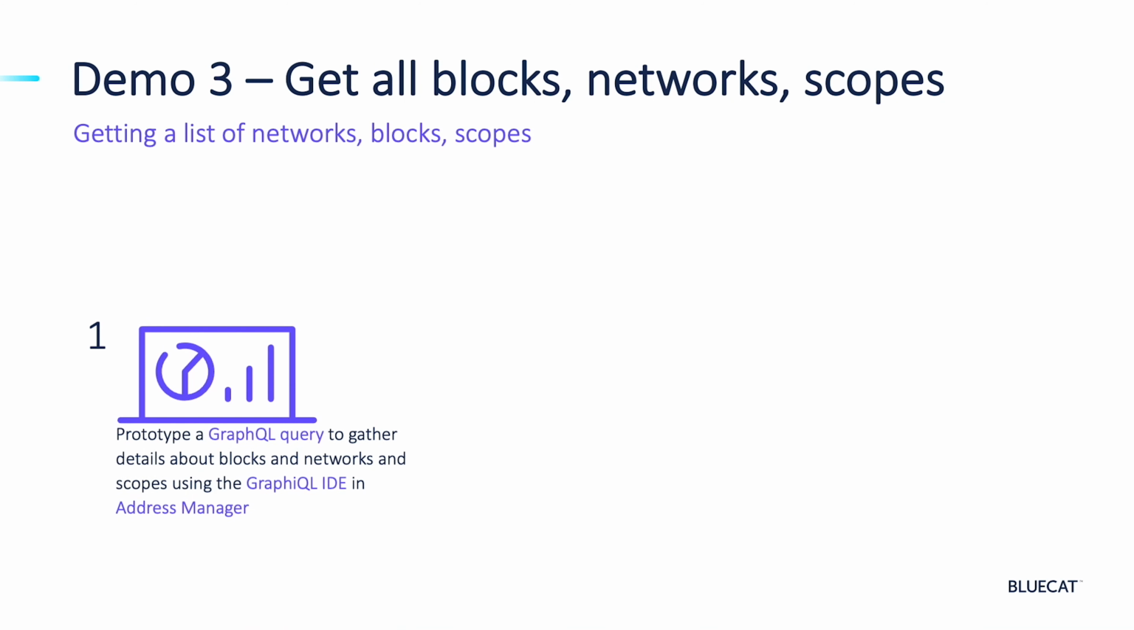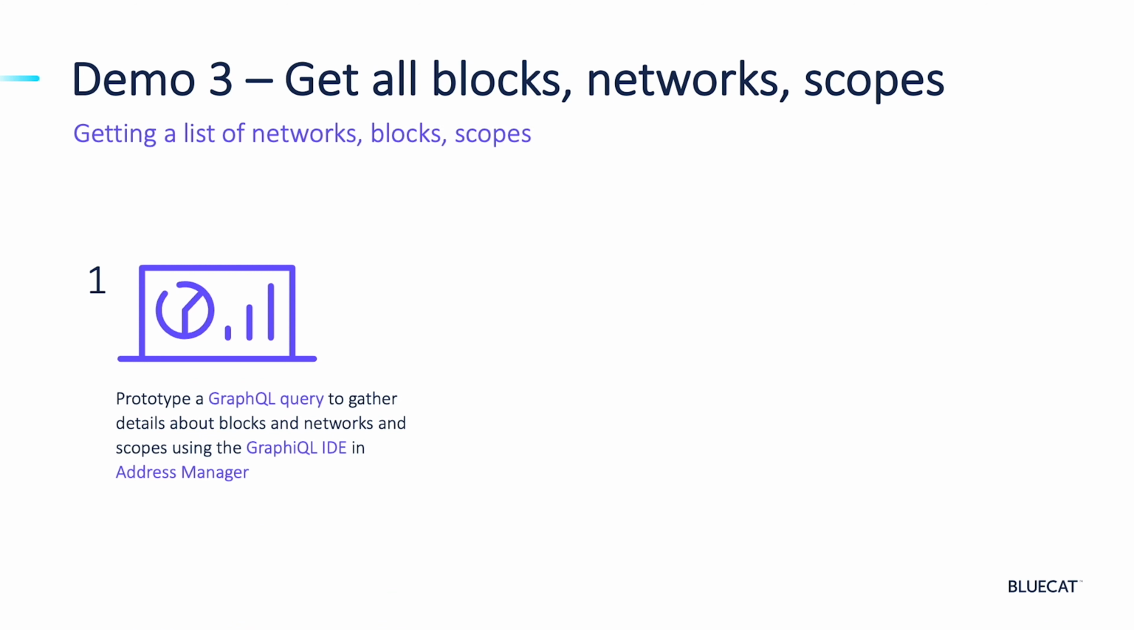Demo 3 is going to put the lessons of Demo 1 and Demo 2 together. We're going to create a report using GraphQL, which is able to show blocks, networks, and scopes. We're going to do this just for IPv4, but it could easily be extended using the power of GraphQL to include IPv6 data as seen in the prior demos.